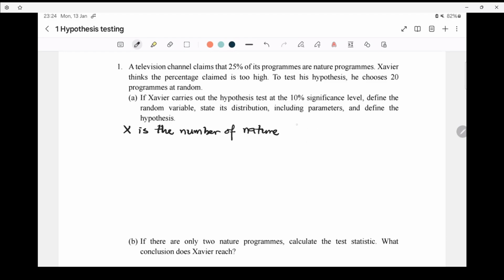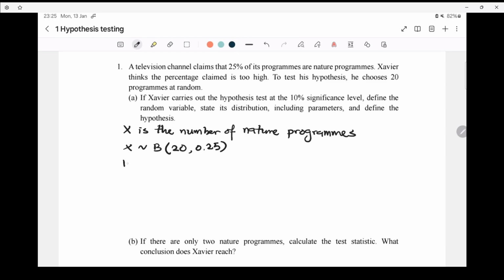So once you define this, you need to figure out what the probability distribution is. This is quite obviously a binomial distribution. So your n will be 20. You have 20 programs, and the claim is that 25% will be natural programs. So naturally speaking, your probability of success will be 0.25.